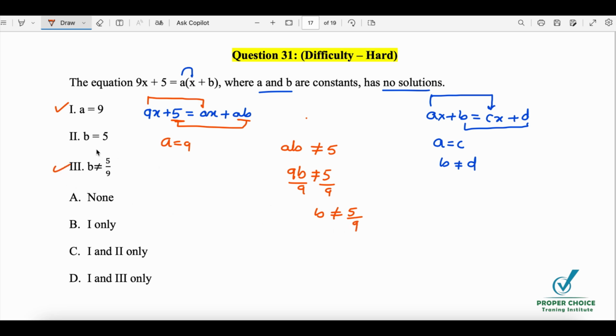See, having just a particular value of b can also give no solution, but it's not necessary that b has to be 5 only. Multiple values of b are possible. So that's why we are not going with option B. The correct answer to this one is statements 1 and 3 only, which is option D.